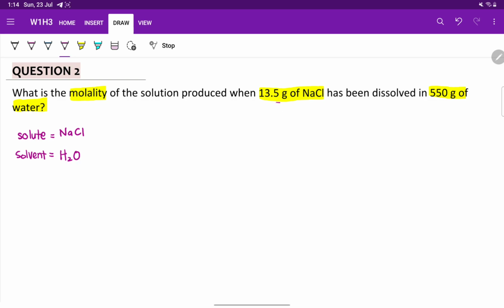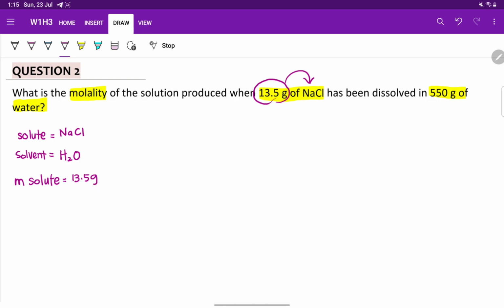Kemudian, maklumat lain, kita ada mass. So, mass ni adalah mass siapa? Okay, mass NaCl. NaCl adalah apa? Solute. So, kita letak dekat sini. Kita labelkan guna perkataan solute dan solvent saja. So, mass of solute. So, label dekat sini use solute, solvent or solution. So, mass of solute is 13.5 gram.